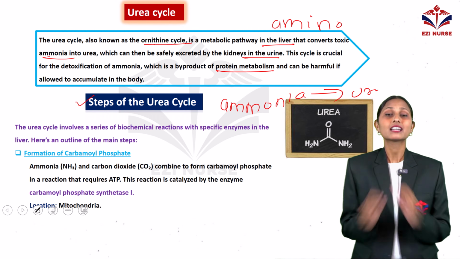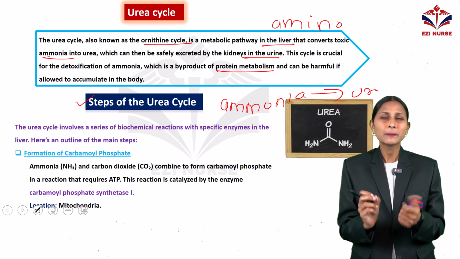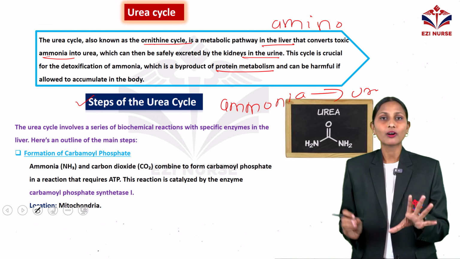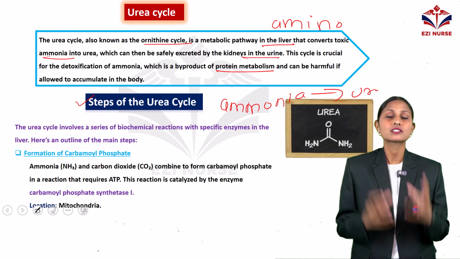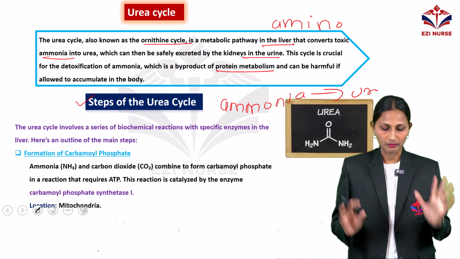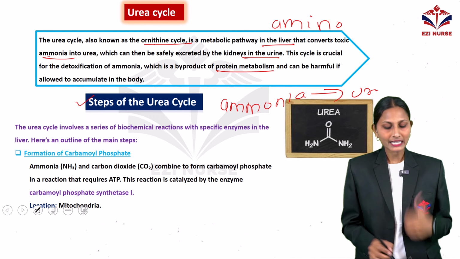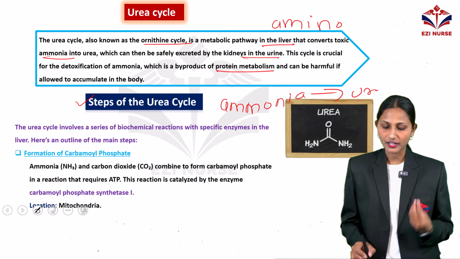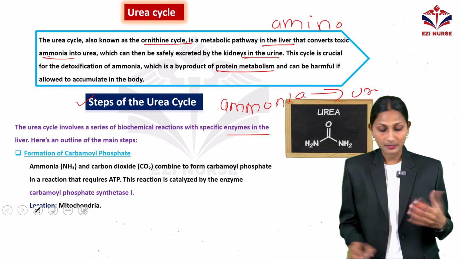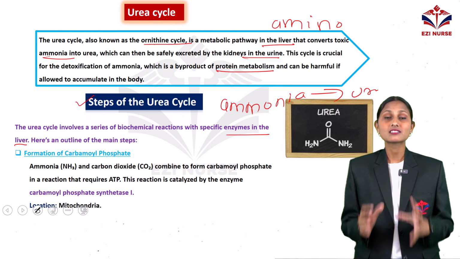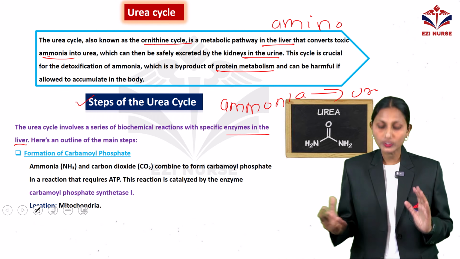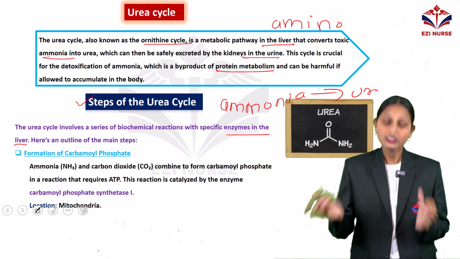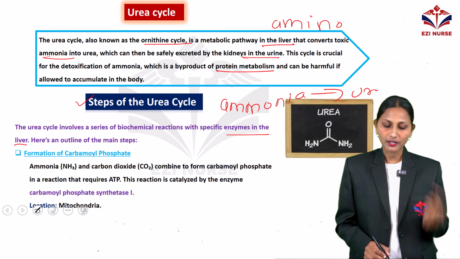The urea cycle has very simple steps. Only 5 important chemicals and molecules are involved, which you have to remember. The urea cycle involves a series of biochemical reactions with specific enzymes in the liver. This conversion of ammonia into urea takes place in the liver. And here is the outline of the steps.